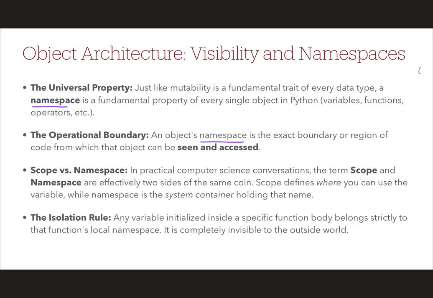In computer science, the terms scope and namespace are effectively two sides of the same coin. The scope defines where you can use the variables, including functions, and the namespace is the system container holding that name. So you can interchange these two terms in our class. And any variable initialized inside a specific function body belongs to that function's local namespace. Meaning, I will show the example in a moment.